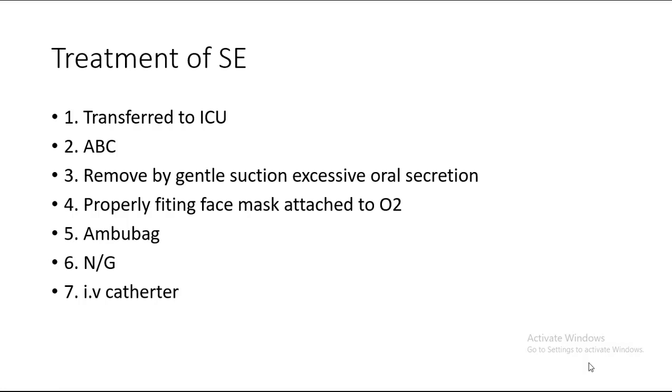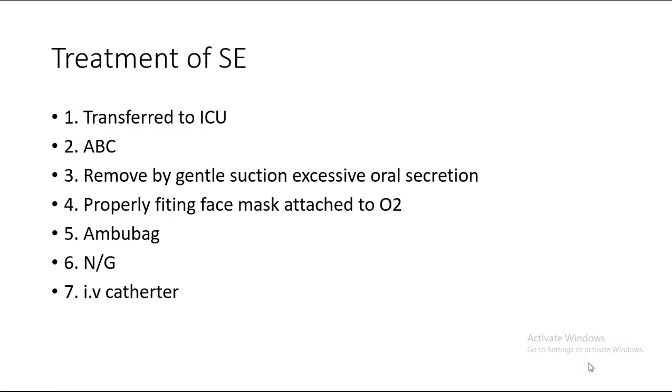ABC the child: ensure airway patency, monitor breathing and the circulation. Remove any excessive oral secretion by gentle suction. Properly fit the face mask which is attached to the O2. You should apply the O2. The ambu bag can be used. You can put an NG tube or you may not put it. I mean the basis is the ABC, and after that everything else is sequential.